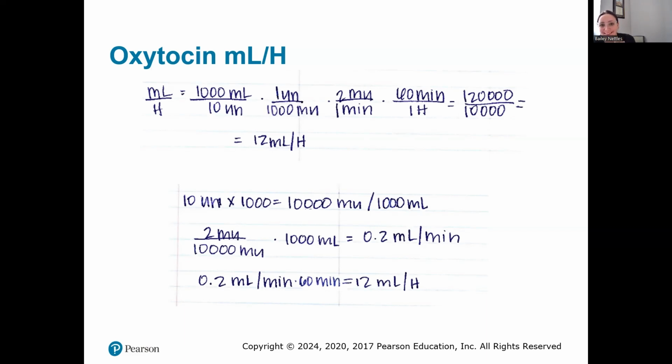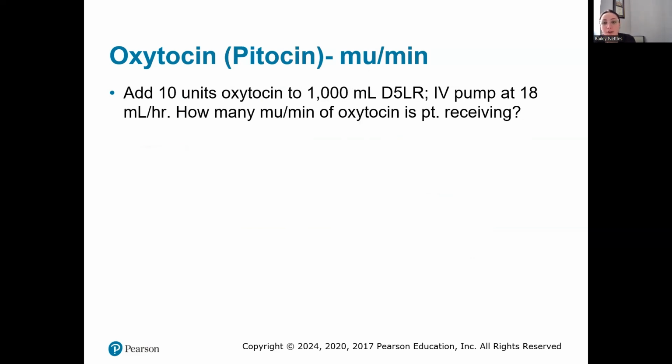Confusing? Yes. All right, so now I need to find my microunits per minute. I need to go backwards. I have 10 units of oxytocin in a liter of D5LR. My IV pump is 18 mils an hour. How many microunits per minute are they receiving?